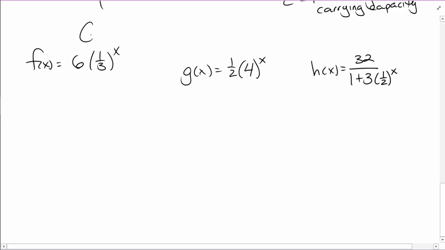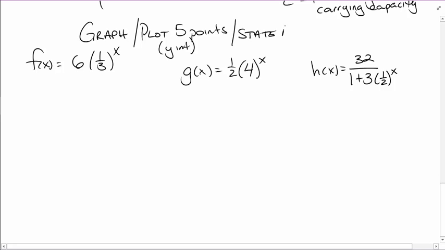For these three functions, I'd like you to graph. I'd like you to plot 5 points. Included in those 5 points must be the y-intercept. I'd also like you to show and state any horizontal asymptotes. For this, you can use your grapher, but you also should be able to plug in x values, create a chart, find the corresponding y value, and plot those points that will give you an image of this graph.